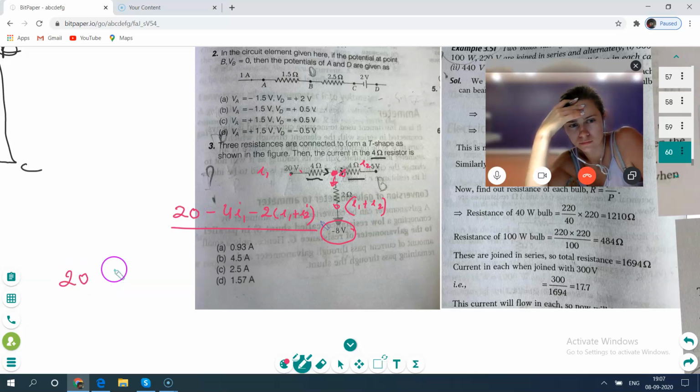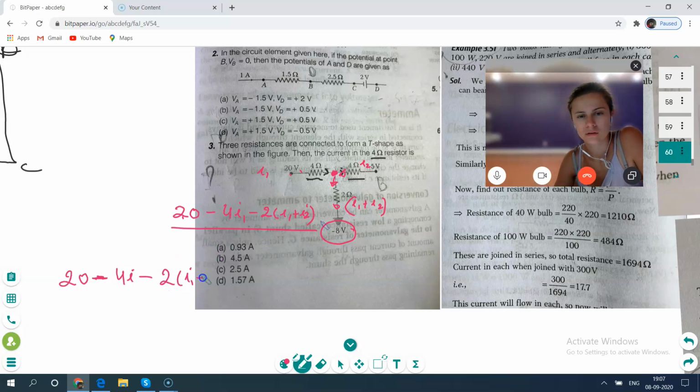See, 20 voltage we have started. The drop is 4 I1. Voltage will drop, I1. Then further drop in voltage, 2 into I1 plus I2, minus 2. The final voltage we are reaching is minus 8. Okay, I understood this. This is the first equation.